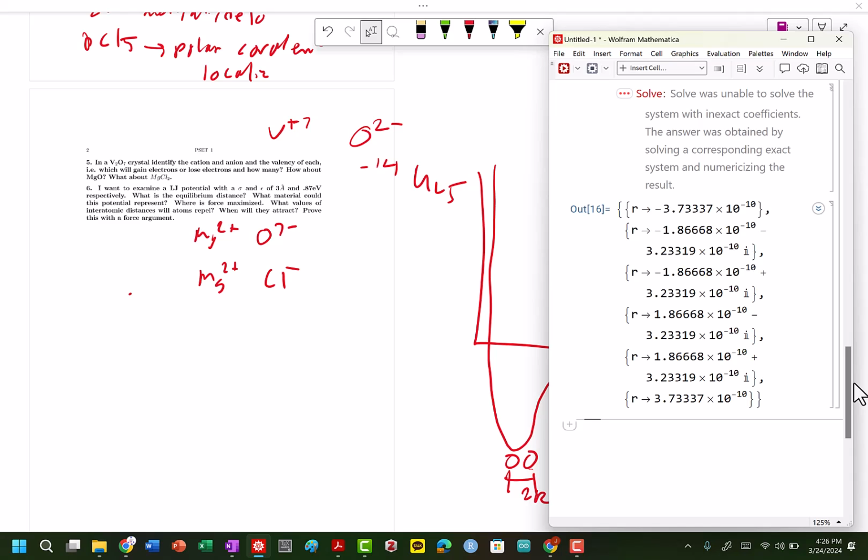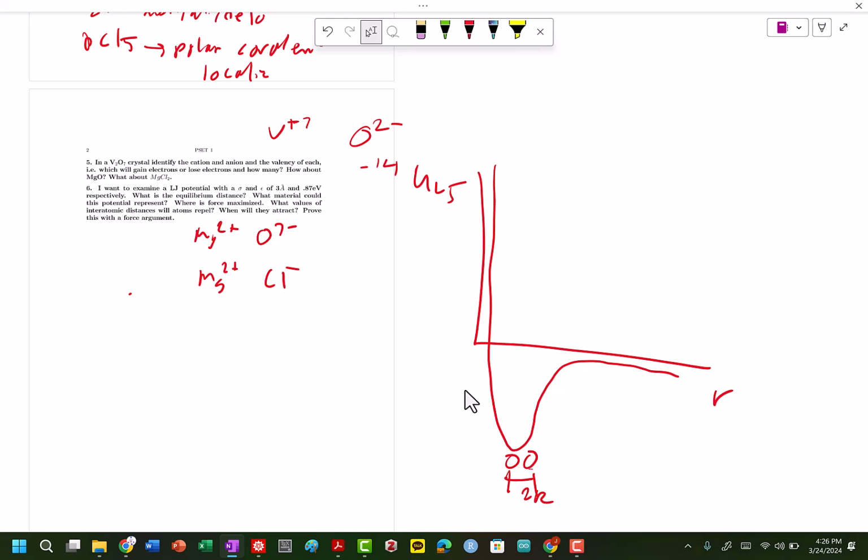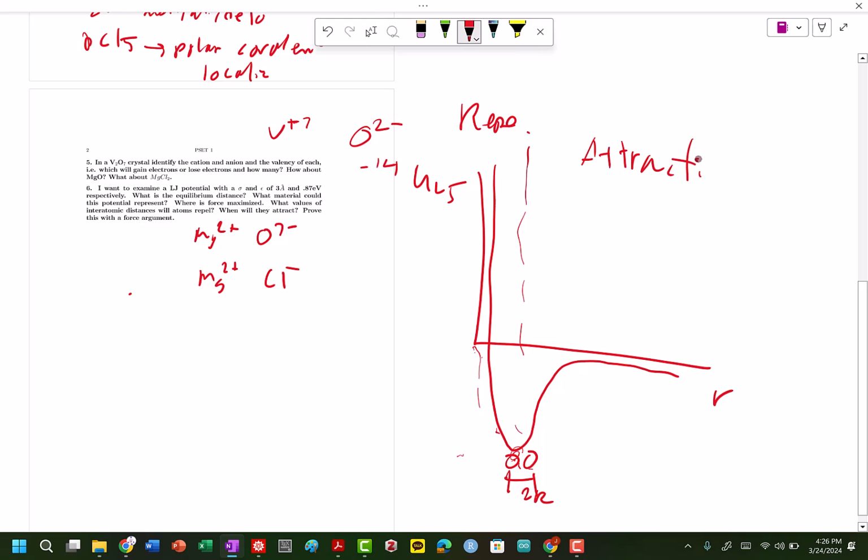What values of interatomic distances will the atoms repel? So if I'm looking on this side, if the atoms get closer together, my potential increases either way a bit. But here, the atoms are going to want to minimize. If I jump this way, my energy increases. They're going to want to actually move further apart to lower my energy. So on the left side here, we're repelling. Here, we're attracting. And we could relate that to the forces.